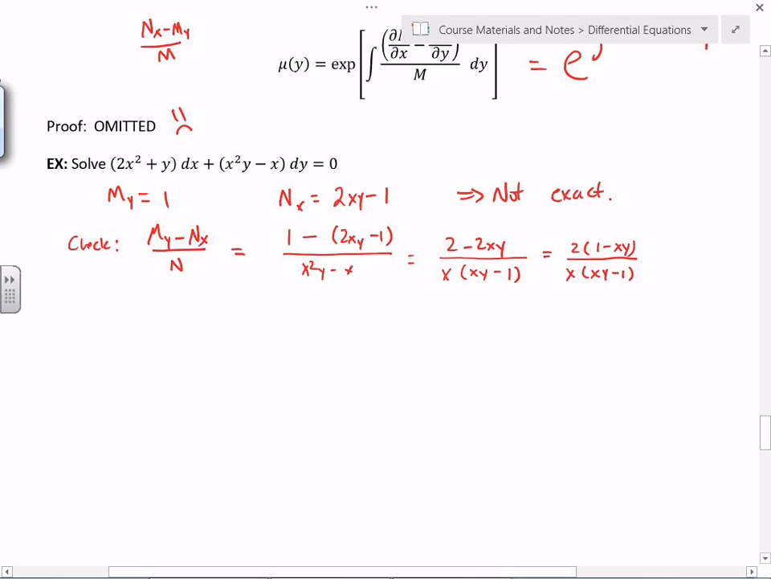Agree so far? And what does that reduce to? -2/x. Alright, so just pull a minus sign out and turn this into xy minus 1, and you get -2/x. So you did the My minus Nx over N, and you got a function that depends only on x. There are no y's. Okay?